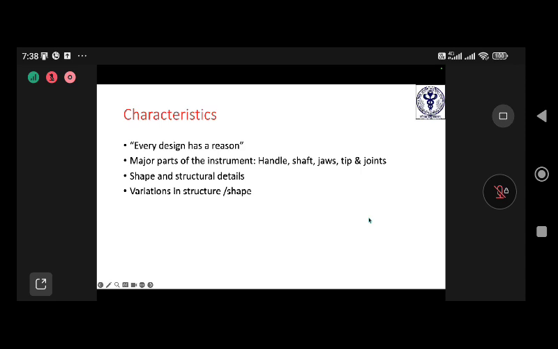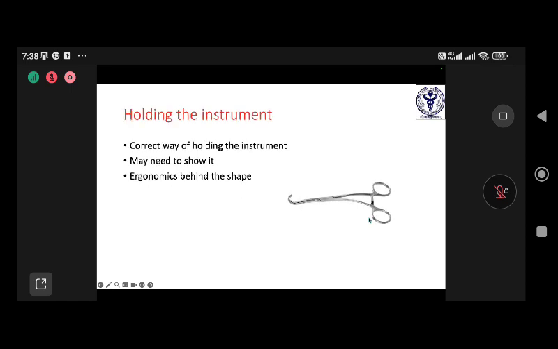Also, there may be some variation. If it is a right angle artery clamp, then you can have some variation in that. If you know that, it's always better. The size is one variation, but also the shape, like the tip may be different, or the scissor may have different angles. So these are the variations you should know about.